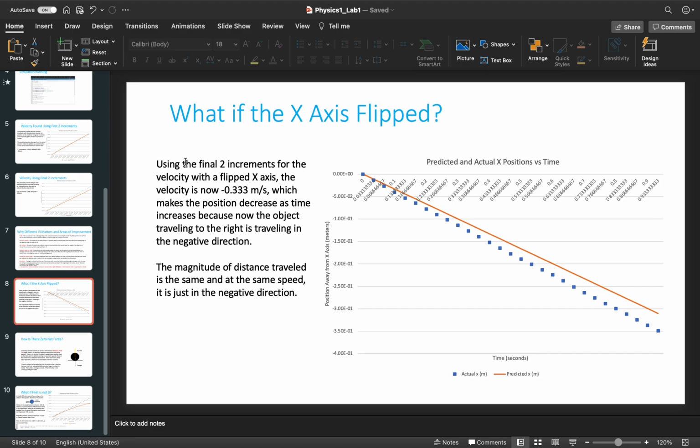What if the x-axis was flipped? Using the final two increments for the velocity with a flipped x-axis, the velocity is now negative 0.333 meters per second, which makes the position decrease as time increases. The magnitude of distance traveled is the same, and it's at the same speed, it's just going in the negative direction.